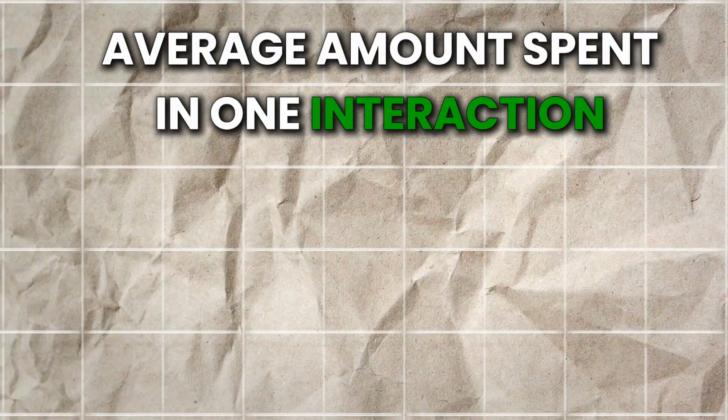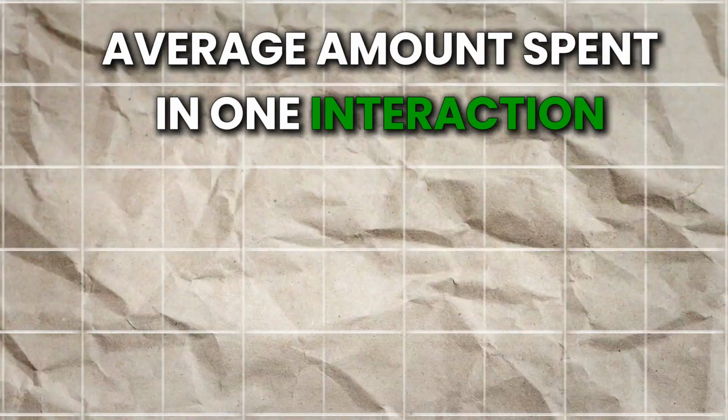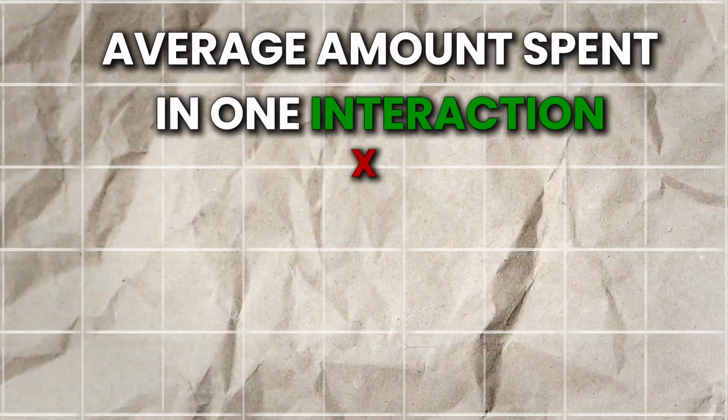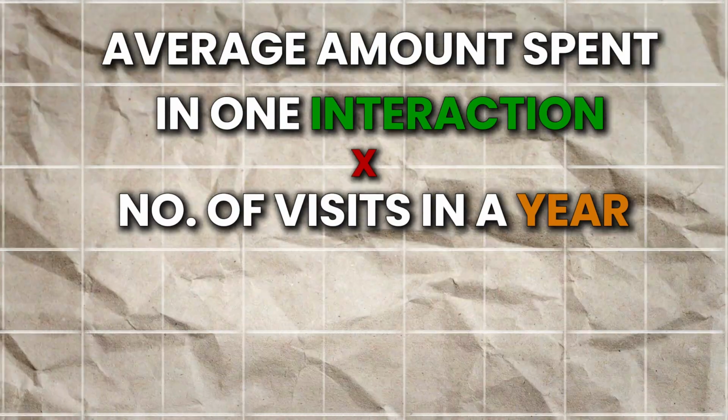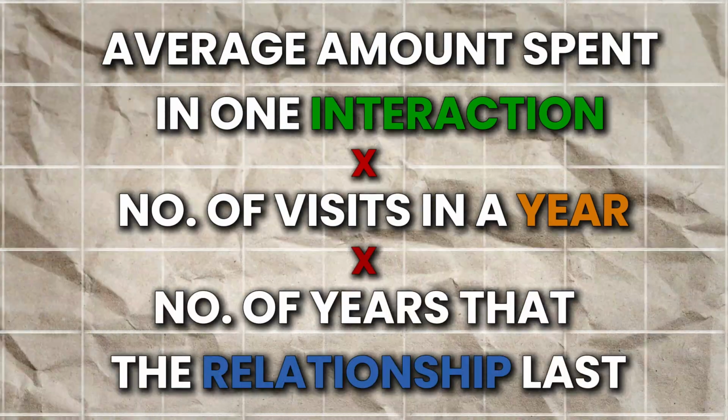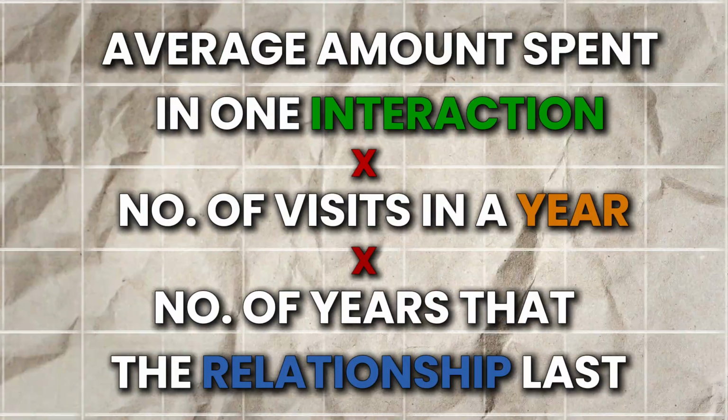So how do we calculate the customer lifetime value for a customer? For calculating this CLV, multiply the average amount that the customer spends in one interaction with that product or business into the number of visits that the customer has, say for a year, into the number of years that the relationship lasts. Again, you can take sales or profit and we will be considering sales.